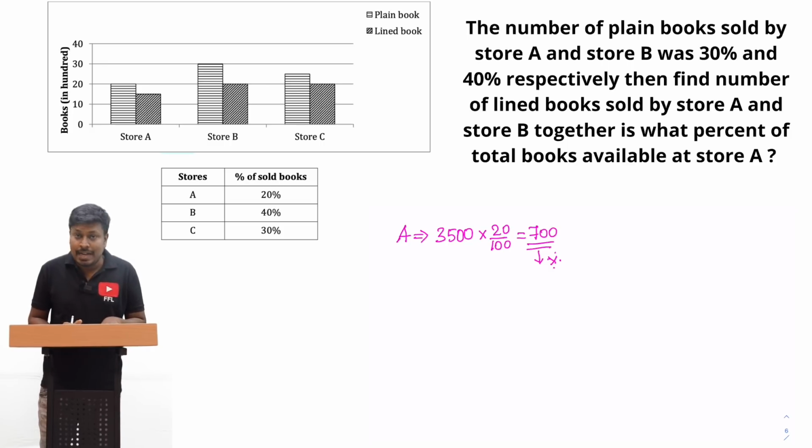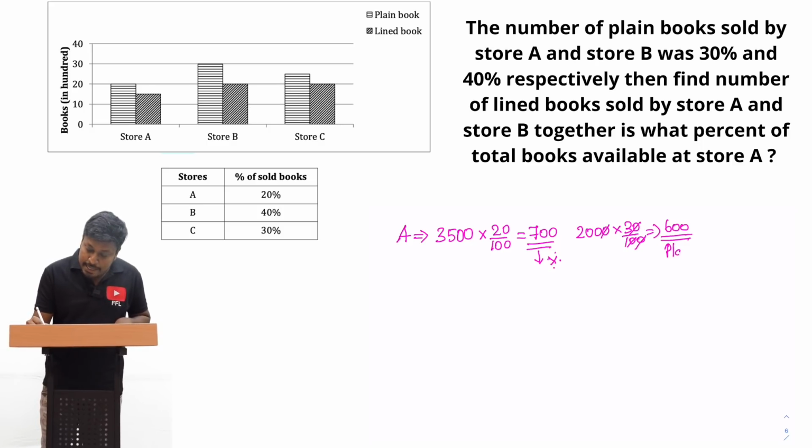So when you look at the chart, plain books are how much? 2000. Out of this 2000, 30% of the plain books are sold. So 30 by 100, if you cancel 0 here, it becomes 600. So 600 will be plain books.